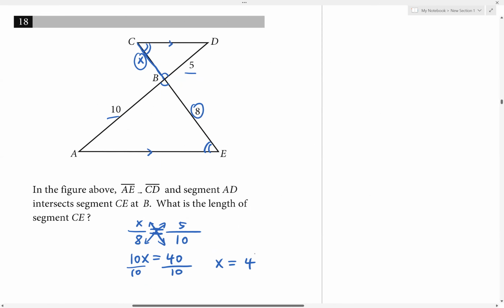But don't forget that's not the final answer. We said CB is X, so CB is 4. We want to know CE, so we have to do one more step. CE is the 4 and the 8 added together. So 4 plus 8 equals 12. And that is our final answer for this one.